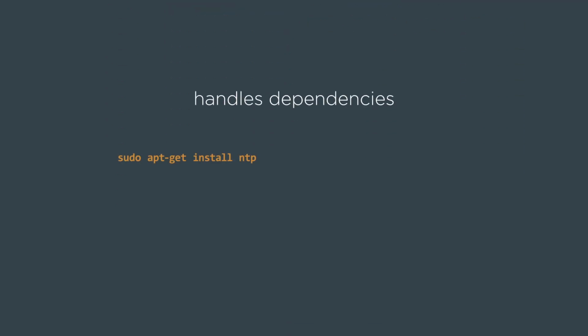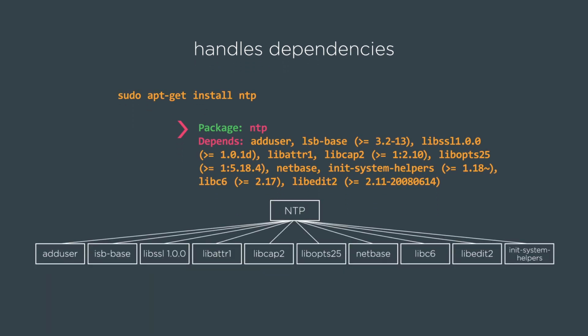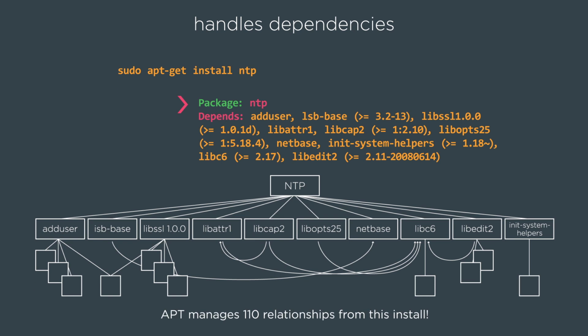So let's take the example of installing the NTP program. We do that via the apt-get install ntp command. APT is going to look at the information that it has about the NTP package. It's going to see that that package has a whole bunch of additional dependencies, 10 in total, that are associated for the successful installation. So it's going to look at that, and then it's going to go one layer deeper, and it's going to say all of those individual dependencies also have their own dependencies. So in total, APT manages 110 relationships from the installation of a single program. That's some pretty advanced behavior. One might say the APT program is aptly named.